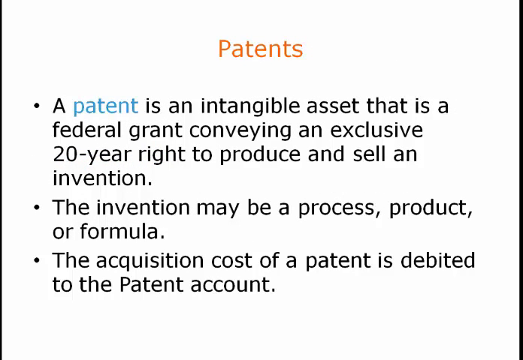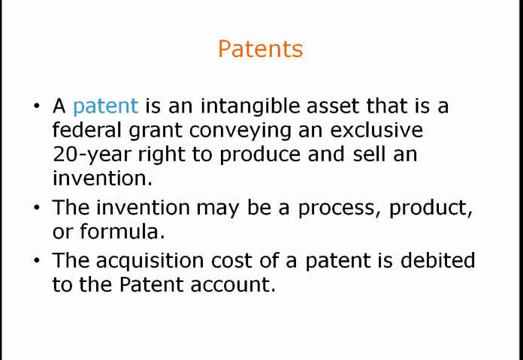Okay, so let's talk about patents. A patent is conveyed by the federal government. In other words, it's granted by the federal government and allows a company to sell an invention for 20 years with nobody else able to do anything. And it's an invention that can be a process, product, or formula. And the cost of the patent is debited to the patent account.